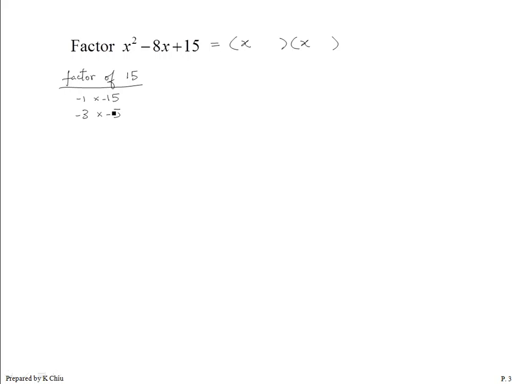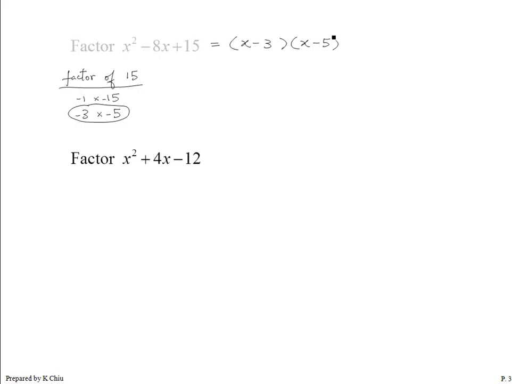Right now, I still have negative 1 times negative 15. Are they equal to positive 15? Yes, because negative times negative would be positive. The second pair, negative 3 times negative 5, would that be positive 15? Yes, I still have that. And now when I add them together, which pair would be equal to negative 8? The second pair. So I'm going to circle that, and so I will have negative 3 and negative 5 over here. So once I factor this out, I know it will become x minus 3 times x minus 5.